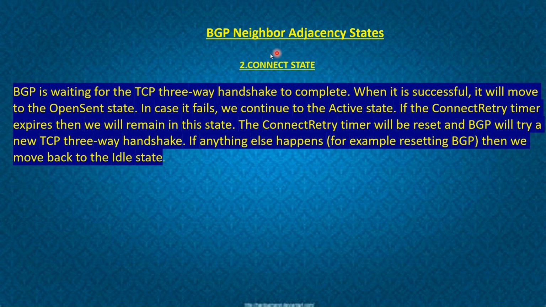The second state is the connect state, where BGP is waiting for the TCP three-way handshake to complete. When it is successful, it will move to the third state, which is the open sent state. In case it fails, it will continue to the active state. If the connect retry timer expires, we remain in this state, the timer is reset, and BGP will try a new TCP three-way handshake. If anything else happens, for example resetting BGP, we move back to the idle state.